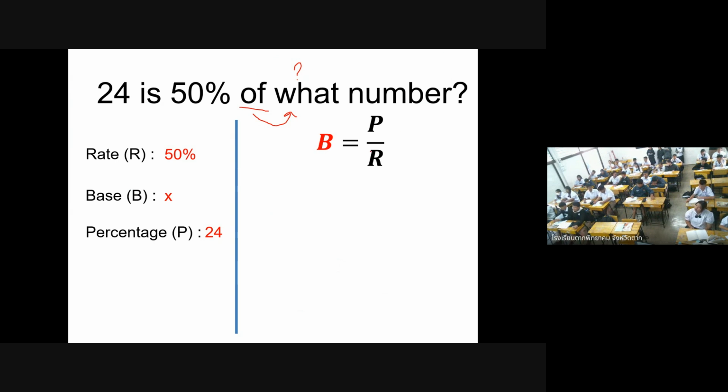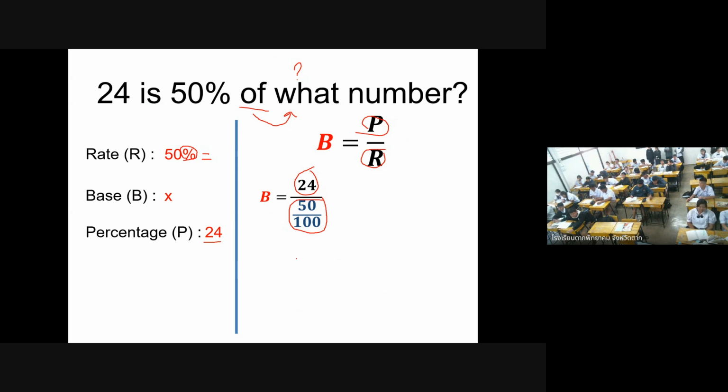P here is in percent, right? So 50 over 100. We're going to substitute it. What is our P? 24. Again, this will be your percentage. What is the rate? 50%, 50 over 100. But again, what is the rule when dividing a fraction? Remember.